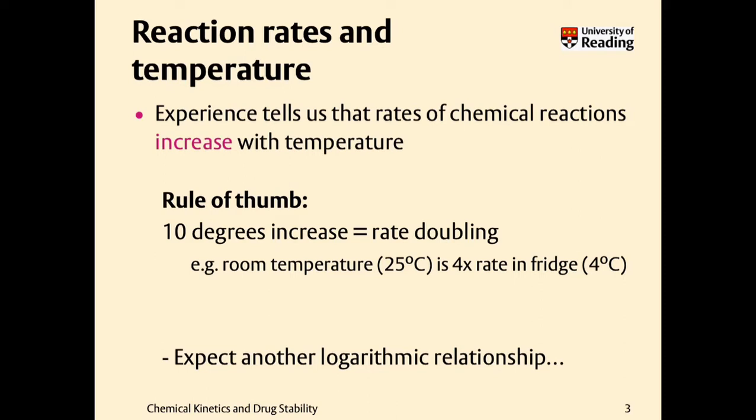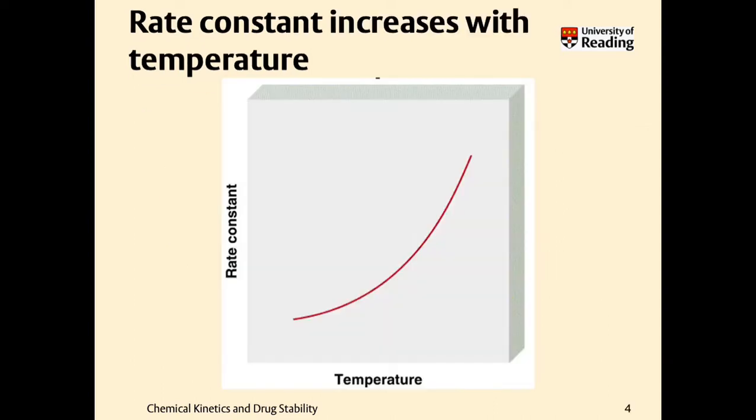So if you do an experiment at room temperature, it's likely to be roughly 4 times the rate that it might be if you did that same experiment in the fridge. As we move forward, expect another logarithmic relationship, because if we look at the rate constant against temperature, we will see an increase like this, and you can see that this is increasing exponentially. So the rate constant is increasing exponentially as you increase temperature.